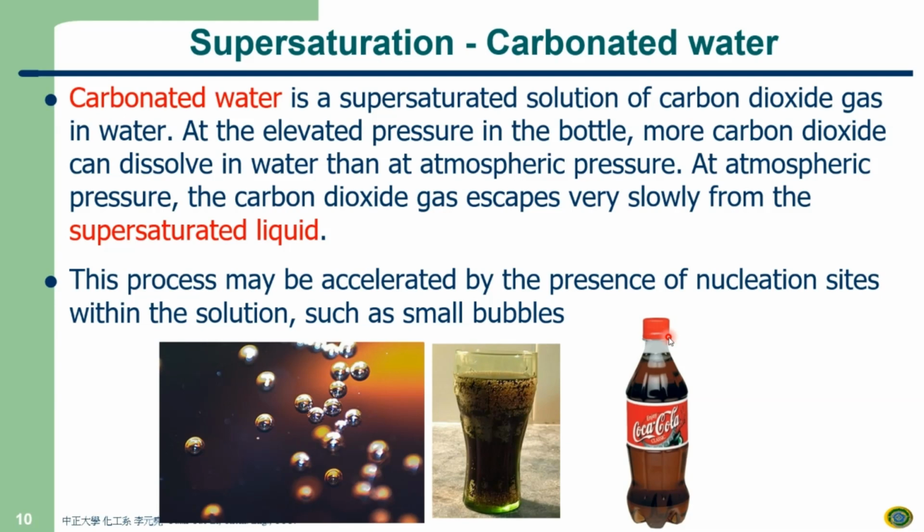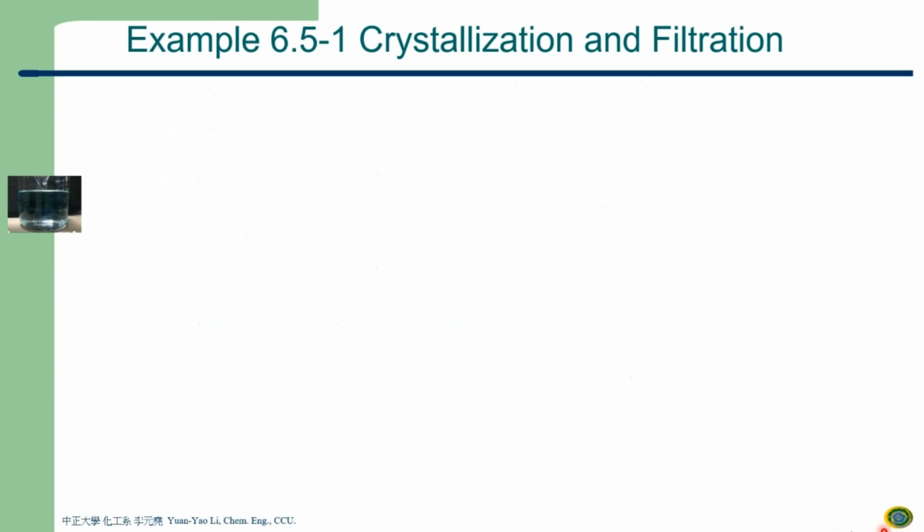So at elevated pressure in the bottle, more carbon dioxide can dissolve in water than at atmospheric pressure. Okay, so at atmospheric pressure, the carbon dioxide gas escapes very slowly from the saturated liquid. Okay, so this process may be accelerated by the presence of nucleation sites in the solution, such as the small bubbles I just showed you, right? Okay. Right, so this is an example of crystallization and filtration.